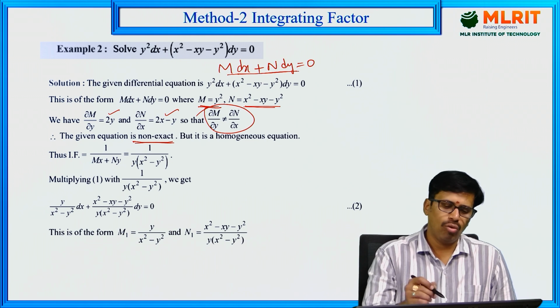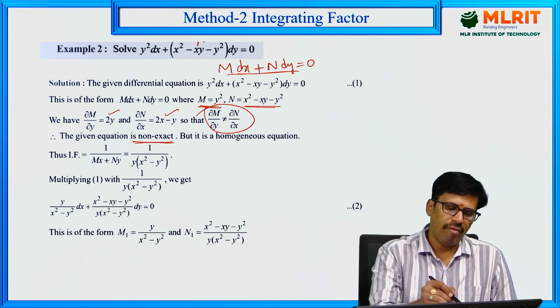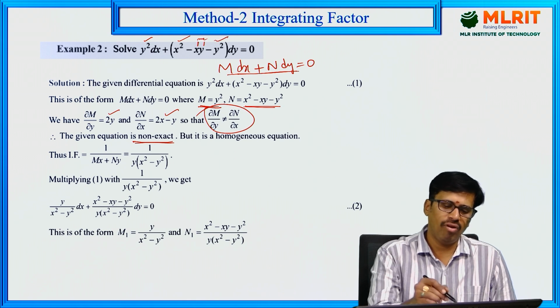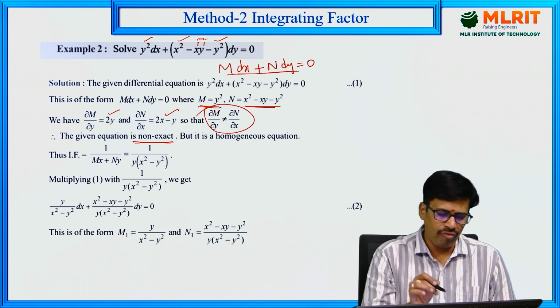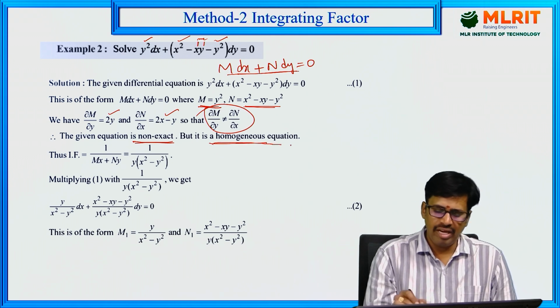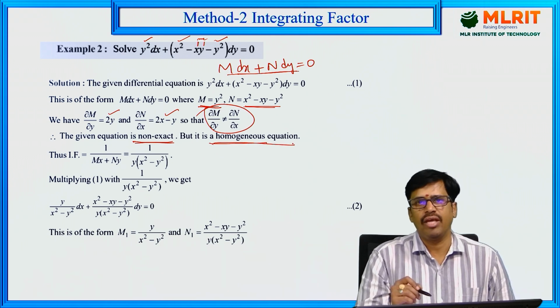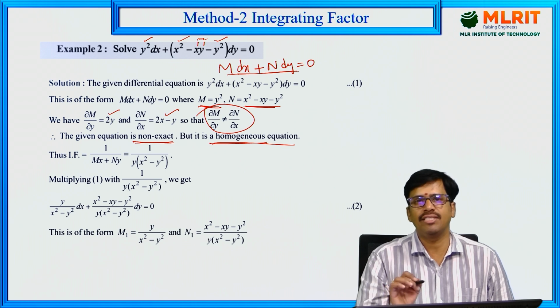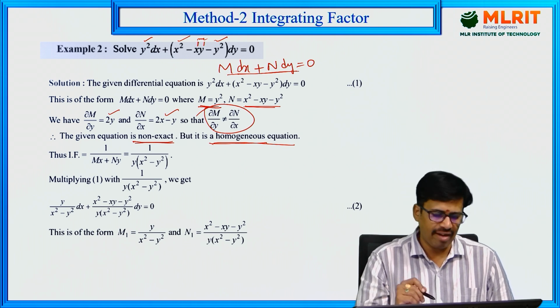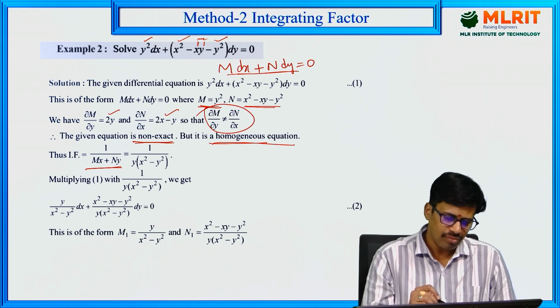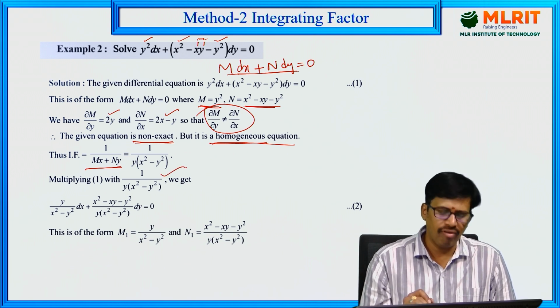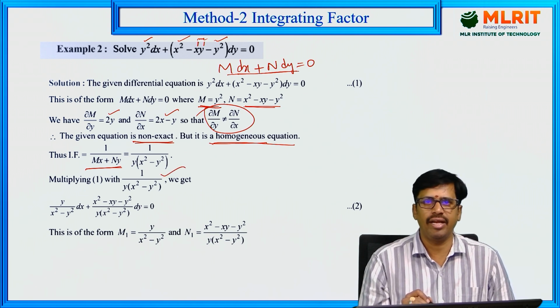So here also you can see the power of every term. Power is 2, here power is 2, power of x and y is 2, here power of y is 2. Power of each and every term is the same. So we call the given equation homogeneous. If the equation is homogeneous and it is not exact, what is the integrating factor? We can say 1 by Mx plus Ny. So 1 by y into (x square minus y square) is the integrating factor.